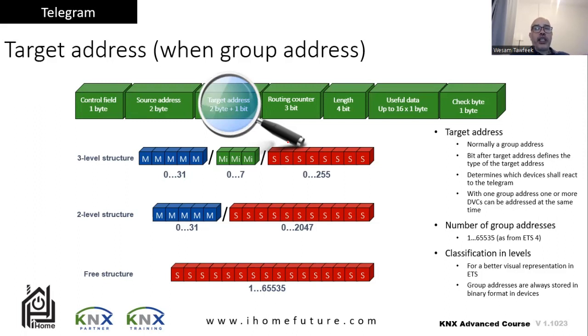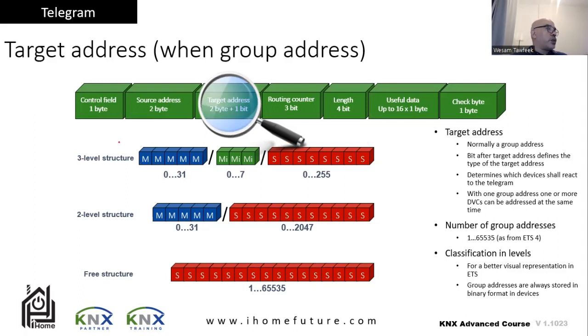So if the keypad should switch three lights from different actuators as an example, then I will have in the group address the group objects from the three different actuators. Okay, and then the destination address will be the group address. This we discussed in the basic course. I'm just trying to remind you.